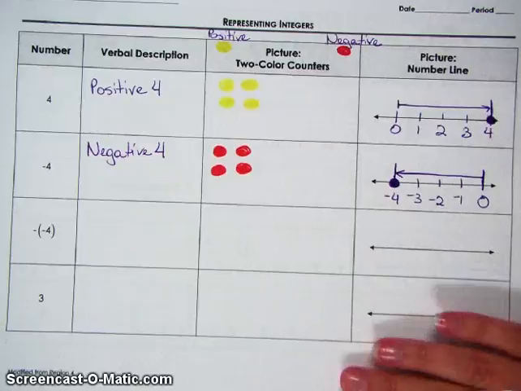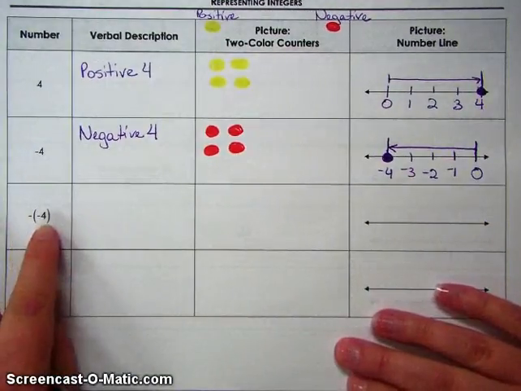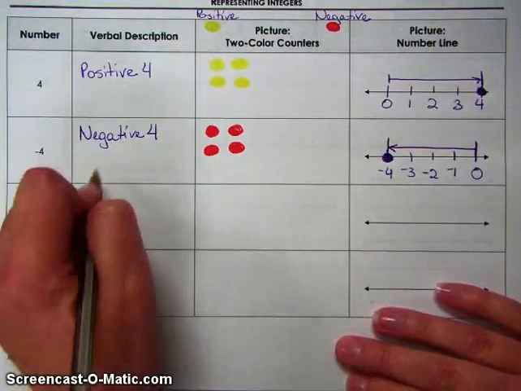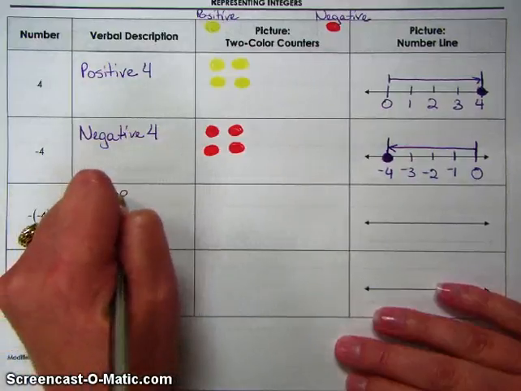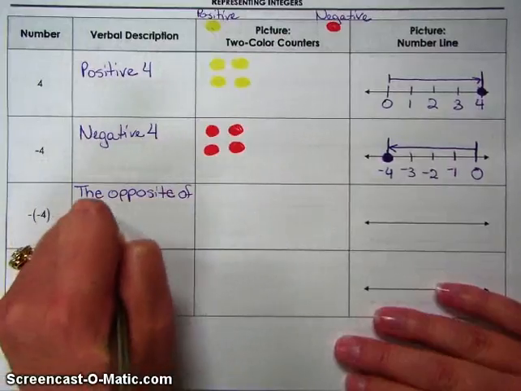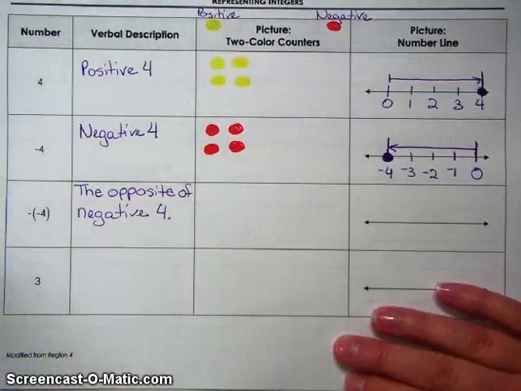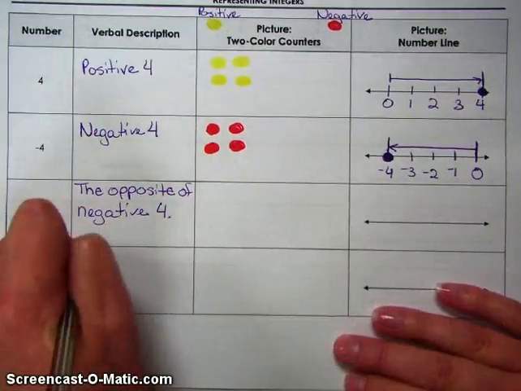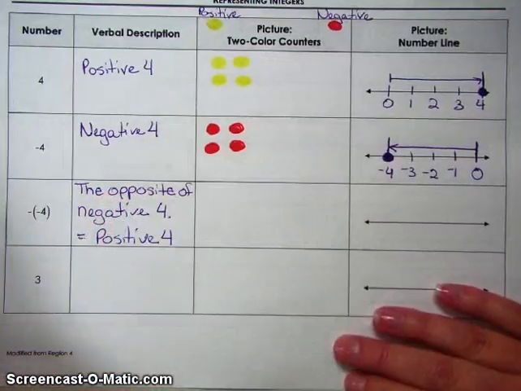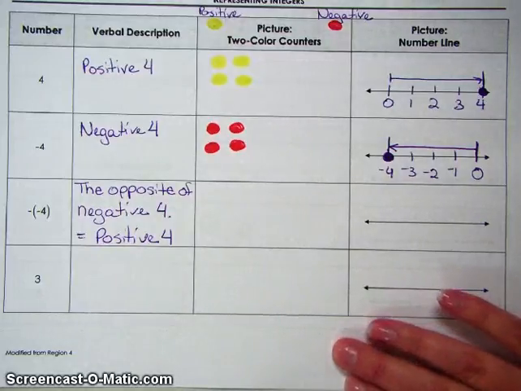The last problem you can see on our paper, we have the -4. So what we do when we have two negatives in a row like that, we call it the opposite of -4. So go ahead and write that down. And if it's the opposite of -4, well, the opposite of a negative is a positive, so that would be equal to a positive 4. So make sure you write that down, and yes, I expect you to write all of that down every single time you see a problem like that.